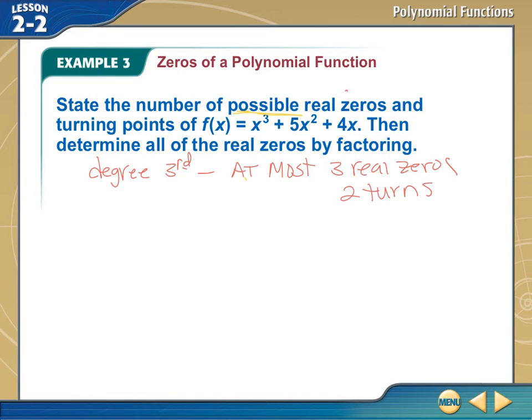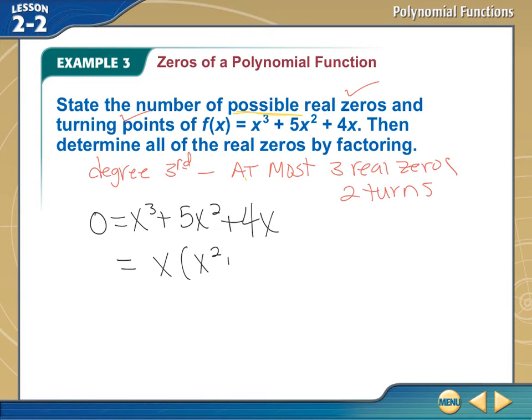So let's just make sure we're answering the question. State the number of possible real zeros. We did that. And the turns, we've done that. And now it says determine all the real zeros by factoring. So let's get started and let's factor this. The first thing we want to do is let our f of x be equal to 0. So this is going to be 0 is equal to x to the 3rd power plus 5x squared plus 4x. So I have it in standard form. I want to see if there's a GCF I can take out, and there is. So when I take out the GCF, I have x times x squared plus 5x plus 4.